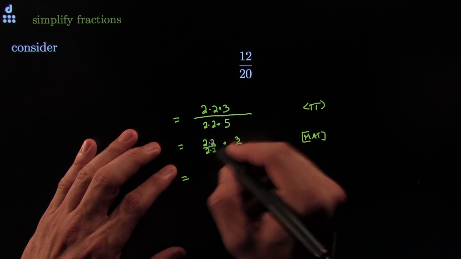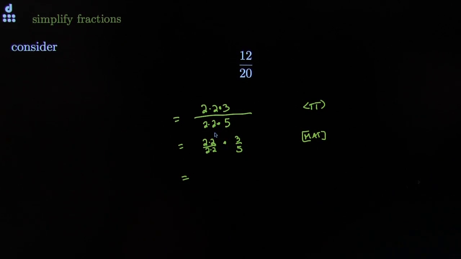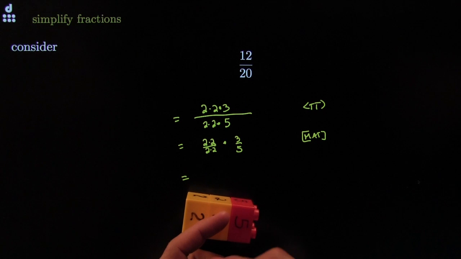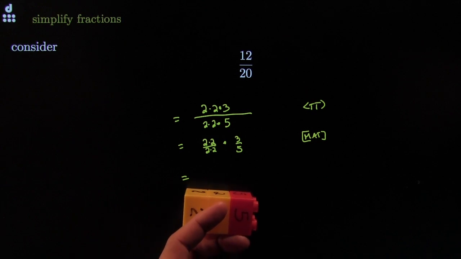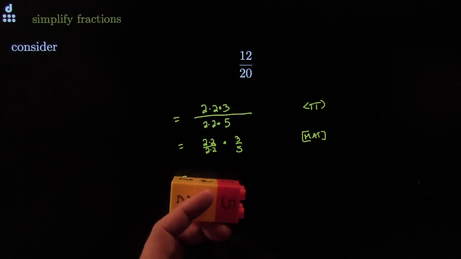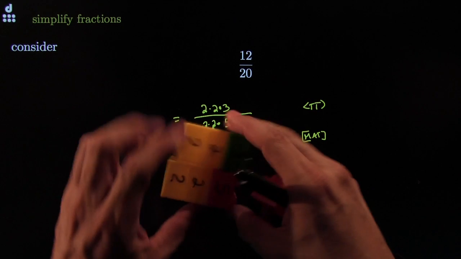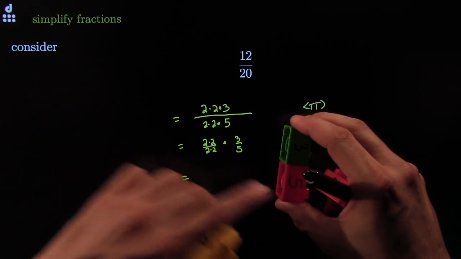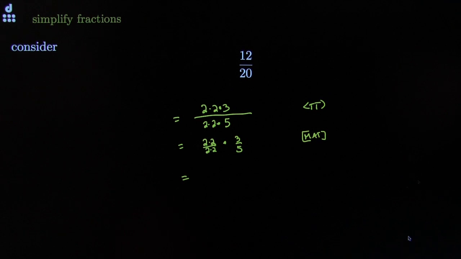And now, whatever is common, the common prime pieces. On the bottom I had a 2 and a 2 and a 5, and on the top I had a 2, a 2, and a 3. And basically we say, you know what, let's just unglue them here, separate them, and kill the things that are common. And now we're left with a 3 over 5.